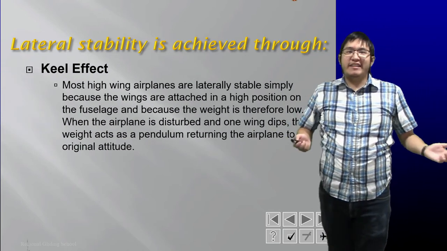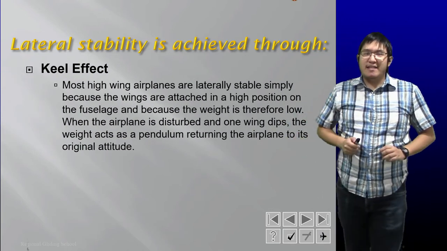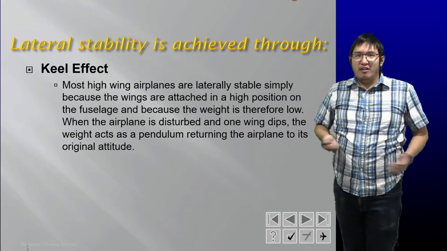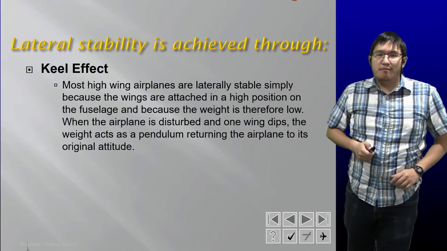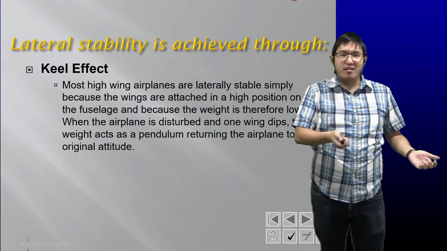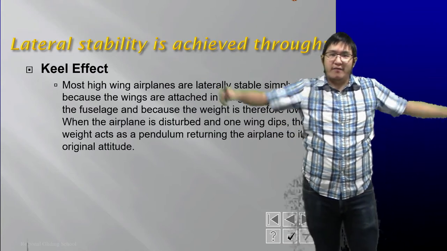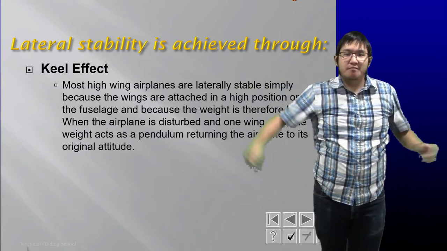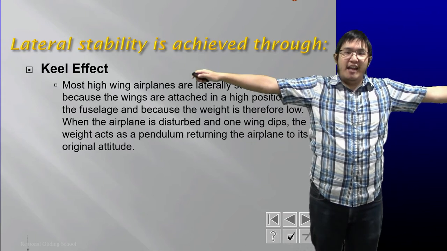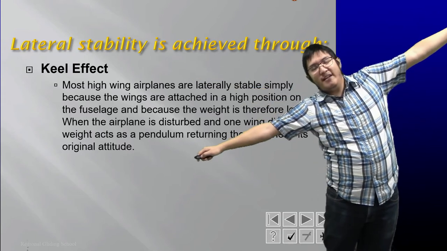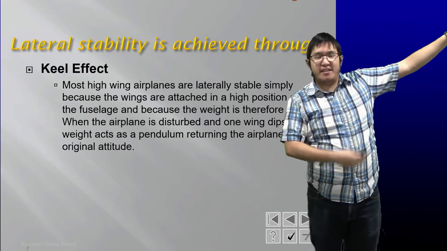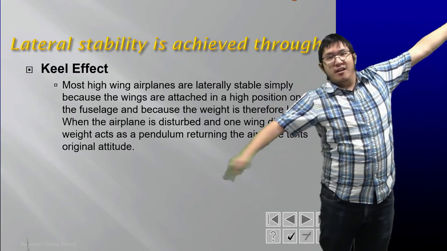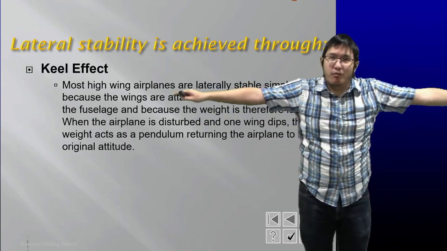Next is what we call the keel effect. If any of you are sailors in any way or know about boats, this is literally the exact same thing. The keel effect happens first of all on high wing aircraft. Remember, high wing meaning the wings are above the fuselage. In that case, when we're disturbed, let's say we roll to the right, then the weight of the fuselage that's below the wing will act like a pendulum and swing us back to level.